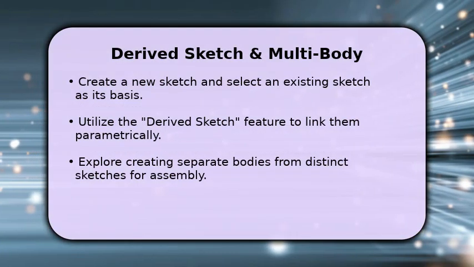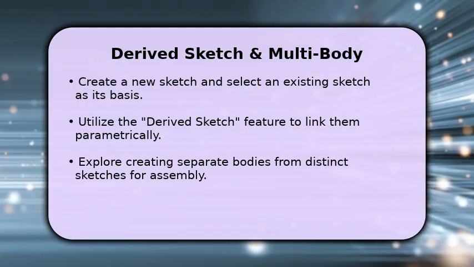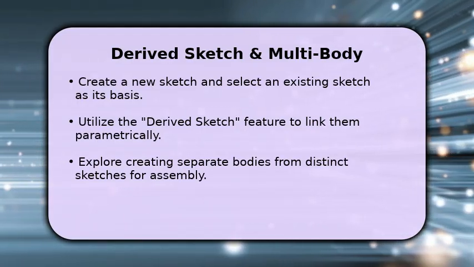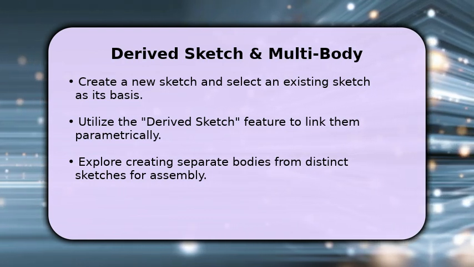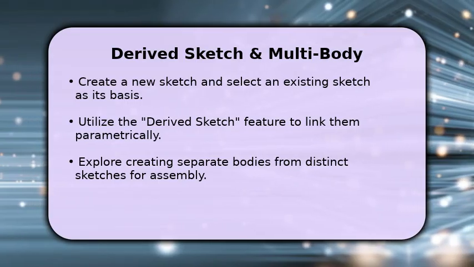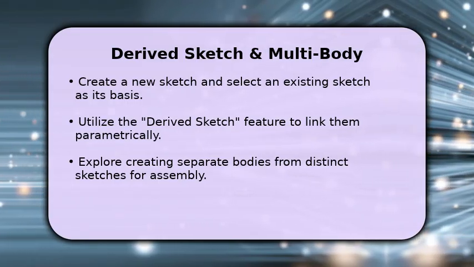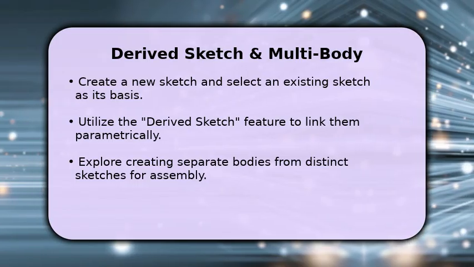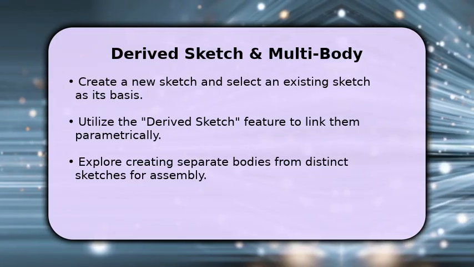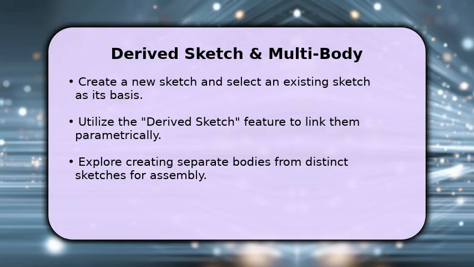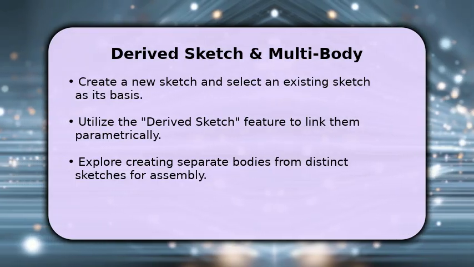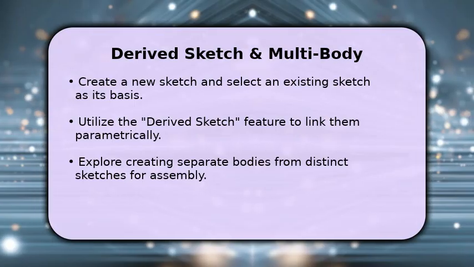For more advanced connections, consider using a derived sketch or working with multi-body parts. A derived sketch is essentially a copy of an existing sketch that remains linked to the original, updating automatically if the original changes. You can also create separate three-dimensional bodies from each sketch, then use Boolean operations like combine or cut to merge or modify them. This offers immense flexibility for intricate designs.